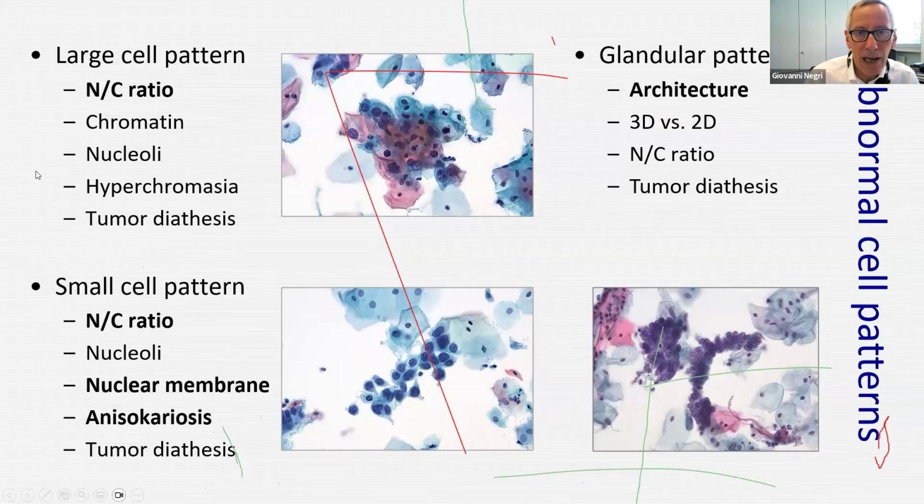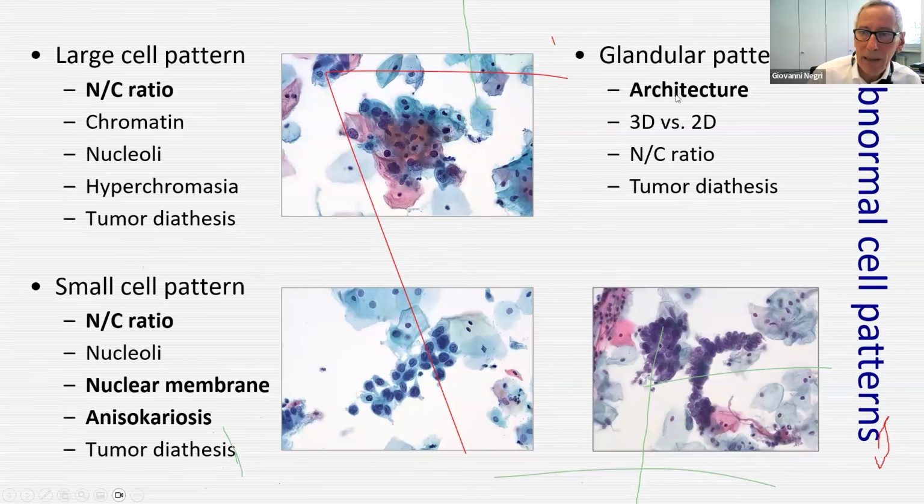For example, if you have a large cell pattern, the main criterion is going to be the nuclear enlargement, so the nuclear cytoplasmic ratio. That's typical for a leucil. Of course, you're going to look for tumor diathesis, hyperchromasia, nucleolar chromatin, and so on. But the first criterion that you're going to use is the nuclear enlargement. In the small cell pattern, you have again the nuclear cytoplasmic ratio, of course, but you have also a typical nuclear membrane with grooves, indentations, and the anisokaryosis, which is quite evident in high-grade lesions.